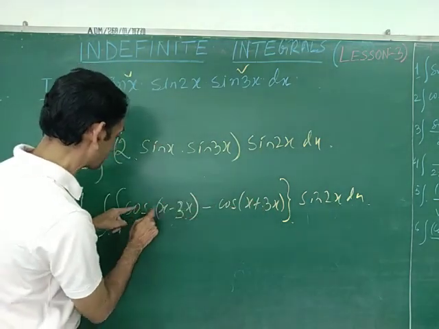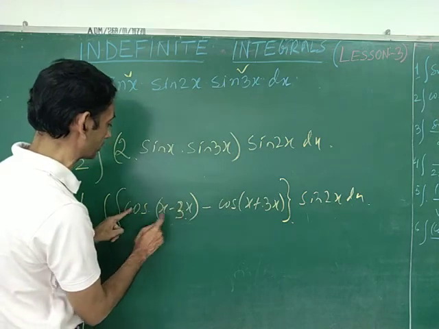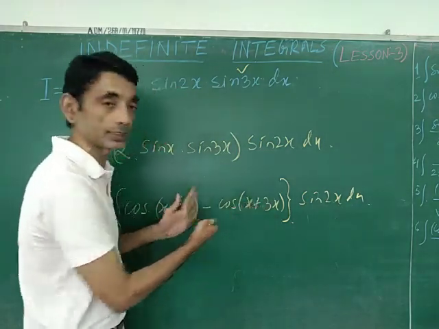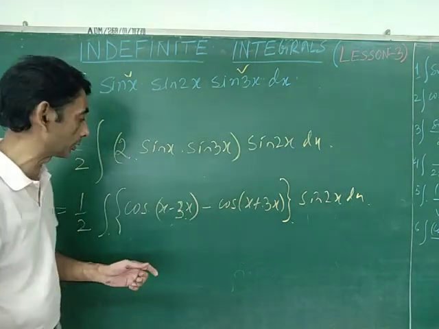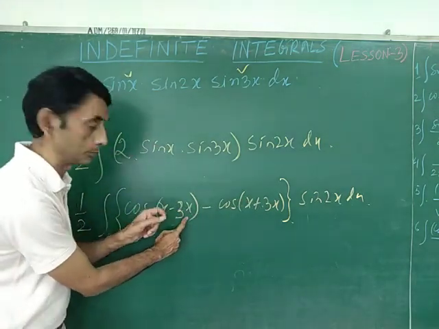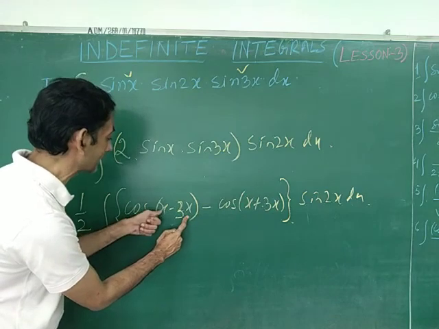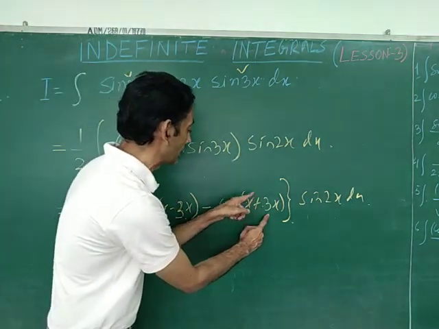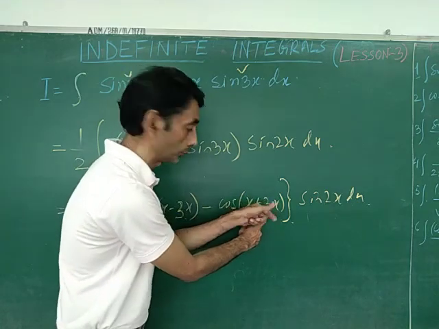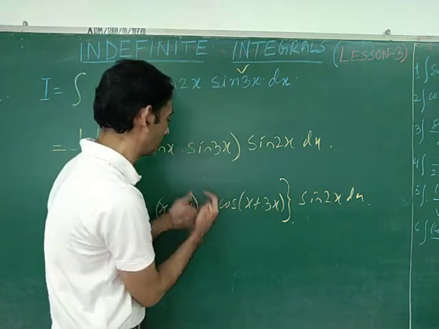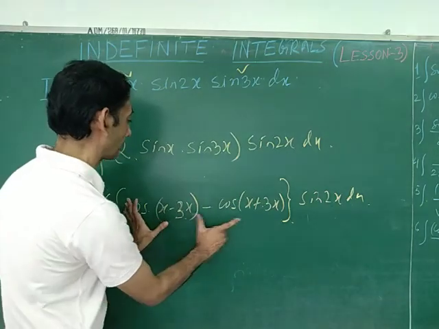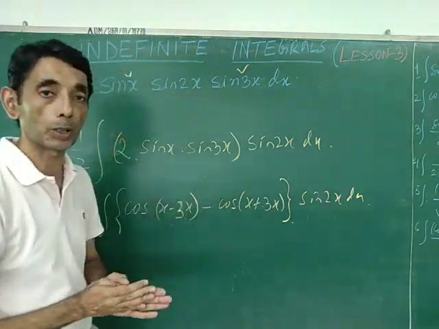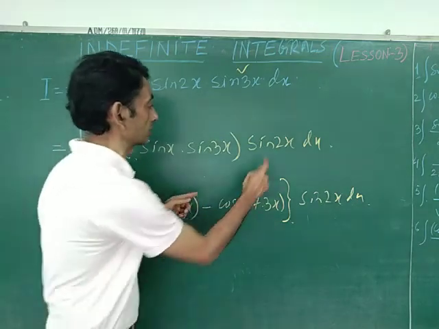So in cos(a minus b), the first term is cos a cos b, which is cos x cos 3x, and in the other, the first term is also cos x cos 3x. So this cos x cos 3x gets cancelled out. And what is the second term? The second term is sin x sin 3x in the first, and in the second it is minus sin x sin 3x, which becomes plus with the minus sign. Combining these two terms, we get 2 sin a sin b. This is a very simple formula, and I hope you remember it.